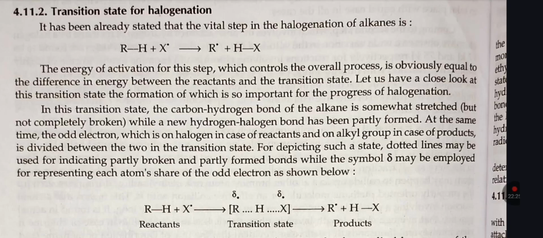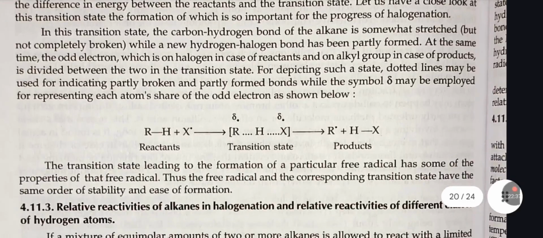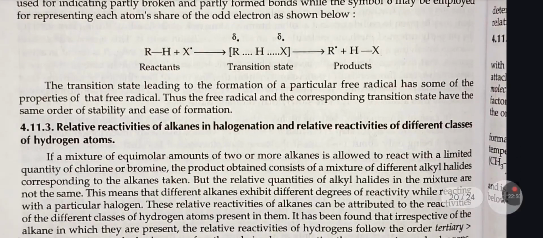For depicting such a state, a dotted line may be used for indicating partially broken and partially formed bonds, while the symbol delta may be employed for representing each atom's share of the odd electron, as shown below. Reactant: RH plus X radical will give the transition state, which will give R radical plus HX.